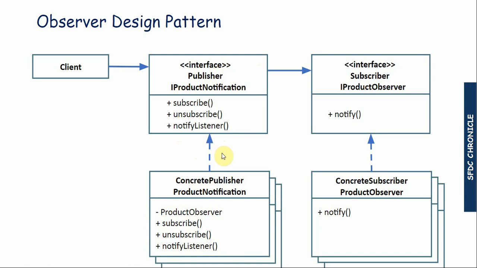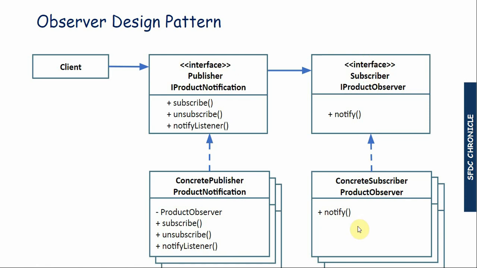Then it is the job of the concrete publisher to call the subscribers to notify all the subscribers. So the subscriber is again an IProduct observer, that is an interface, and the concrete subscriber will actually contain all the logic of sending email, sending SMS, sending in-app alert, everything will be present in the concrete subscriber. So the client doesn't have access to the subscriber, rather it will only have access to the publisher, and it is the publisher's job to maintain all the different types of subscribers.